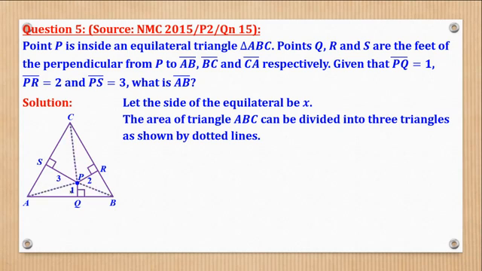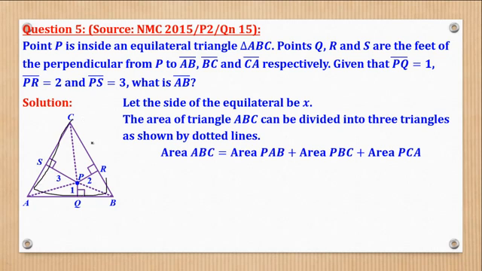You realize that each triangle has a height. This has a height, this has a height, this has a height. Therefore, we are going to use areas. That area of ABC is equal to area of triangle PAB plus area of triangle PBC plus area of triangle PAC.